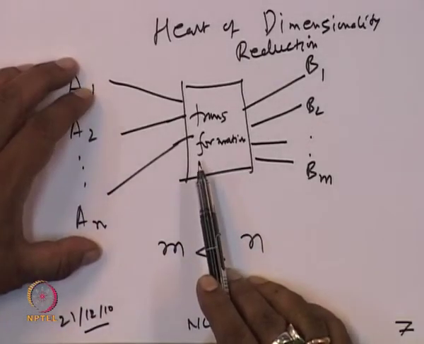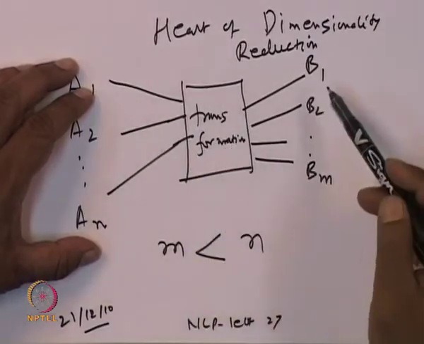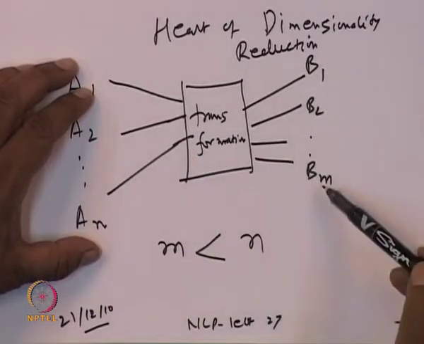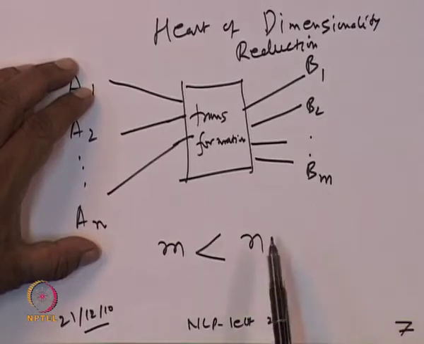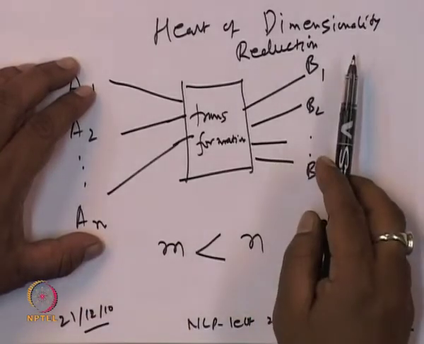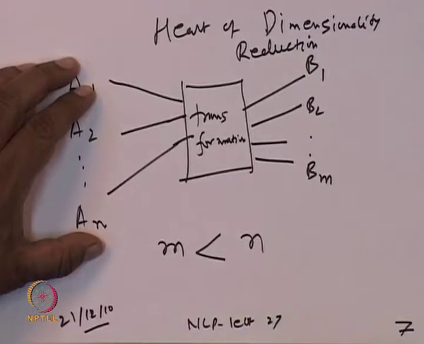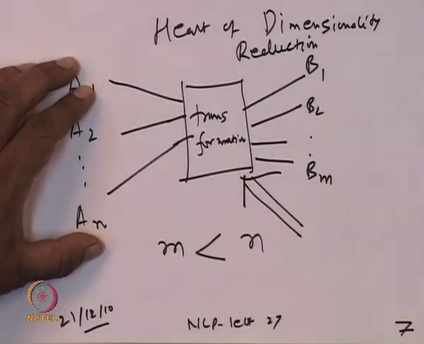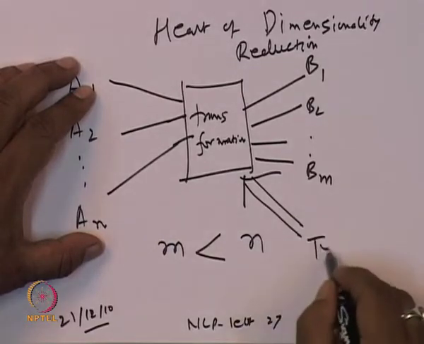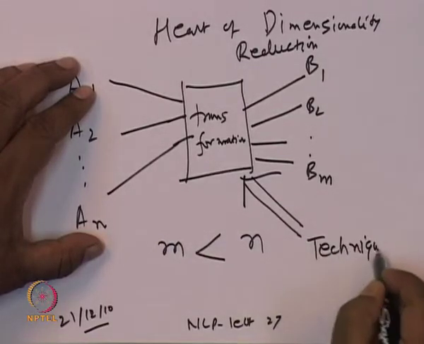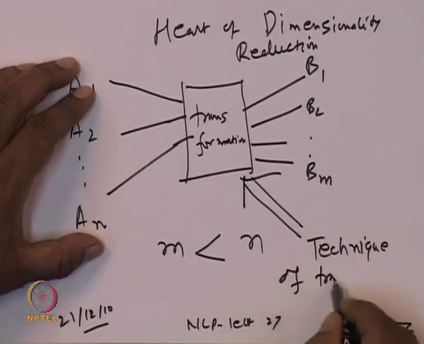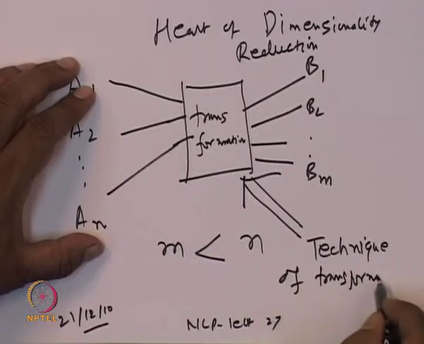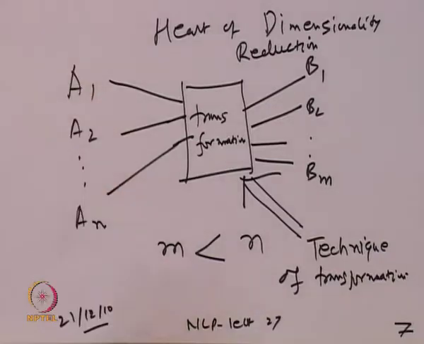Let us look at this very important diagram again. We have a set of attributes here going through a transformation, giving rise to another set of attributes B1, B2, up to Bm. m has to be less than n, otherwise there is no dimensionality reduction. Now comes the question of what this box does. The technique of transformation. What is this technique of transformation? This is the question, and there are different techniques.